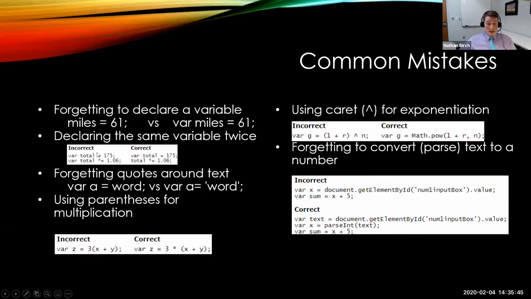Another common one, declaring the same variable twice, okay? So the only difference there is once I declare a variable, I say var total. I never have to say var again for that variable. I can say total equals 6 or total plus equals 20 or whatever. Forgetting quotes around text. All right, this is a huge one that Google Chrome will not help you with.